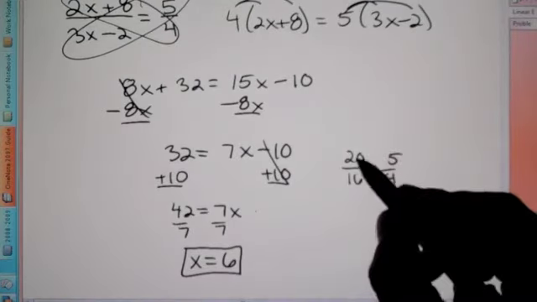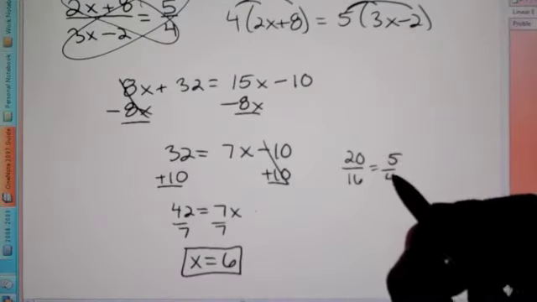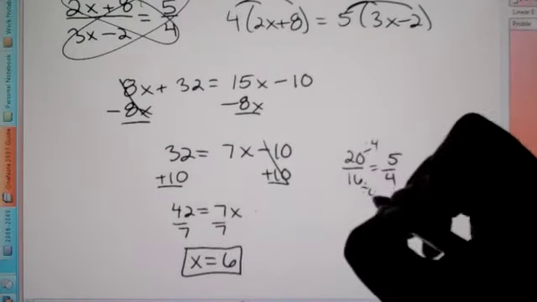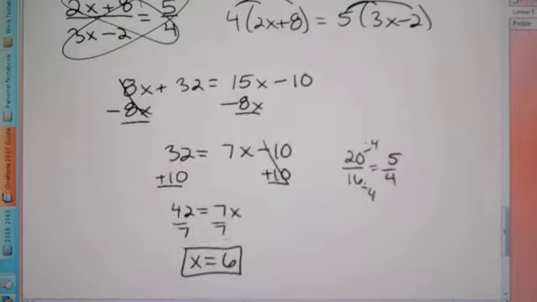You have to ask yourself, does 20 over 16 reduce to 5 over 4? Yes, it does, if you divide both the top and bottom by 4. So again, just another way to check your work. Plug your answer back into the original problem, and hopefully it should work out.